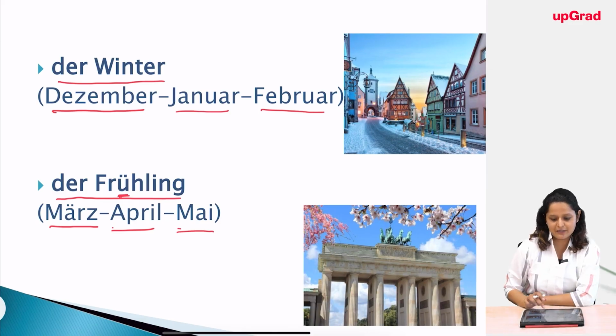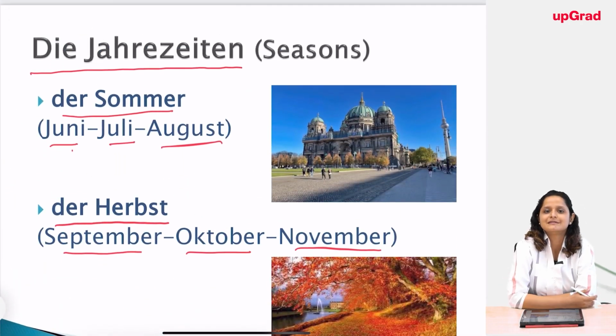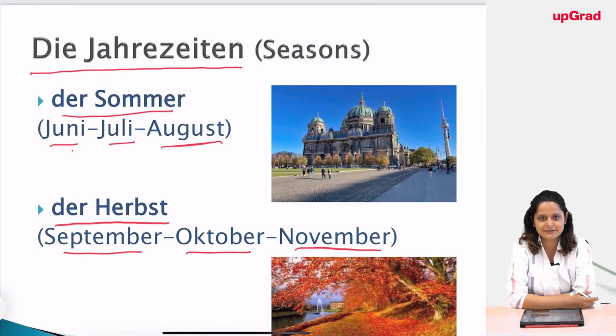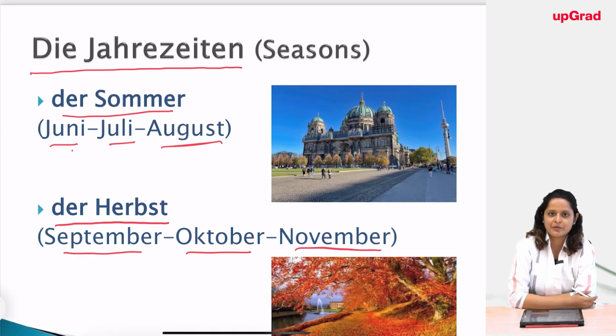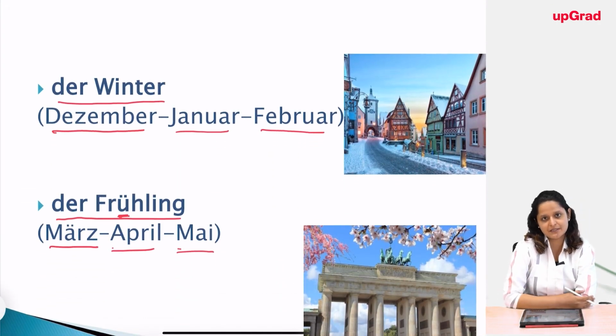So we'll repeat all the seasons once. If you look at it as a whole, you will notice that all the seasons have a masculine article, and the word is die Jahreszeiten, which is a plural noun. So der Sommer, der Herbst, der Winter, and lastly der Frühling. So these are the seasons that we have in Germany.